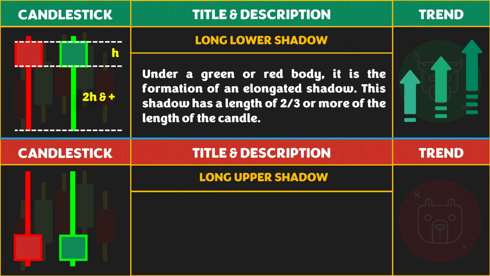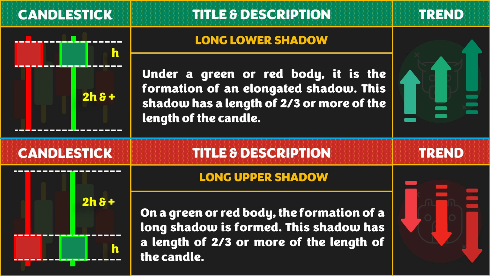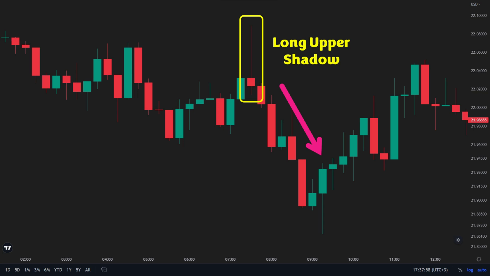Long upper shadow. On a green or red body, a long shadow is formed. This shadow has a length of 2/3 or more of the length of the candle. Normally, it is considered a bearish signal when it is seen around the resistance levels. An example of the long upper shadow is shown in the image. After the formation of the long upper shadow, it is seen that prices fall.